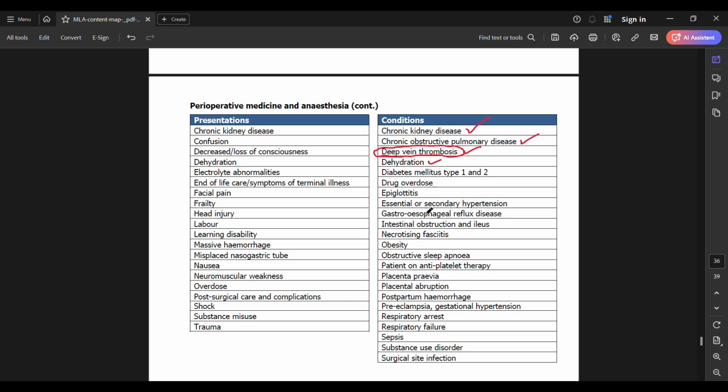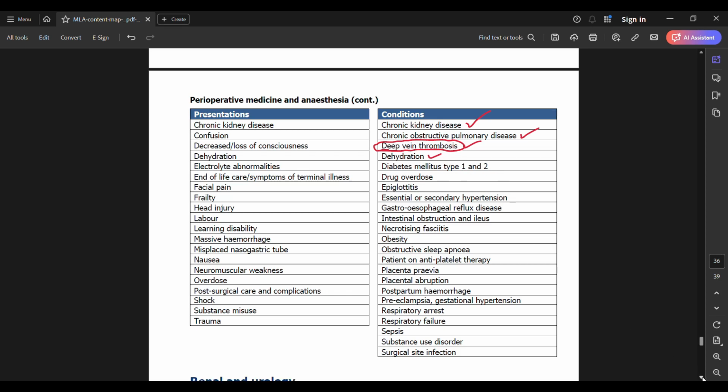Next, we have dehydration. Again, another very important thing. Fluids are very important when it comes to surgery. So just know the fluid management in the case of surgery, preoperative, perioperative. Next, you have diabetes mellitus, and of course electrolytes as well. The patient may actually show up with deranged electrolytes, so know what you're going to do in those cases.